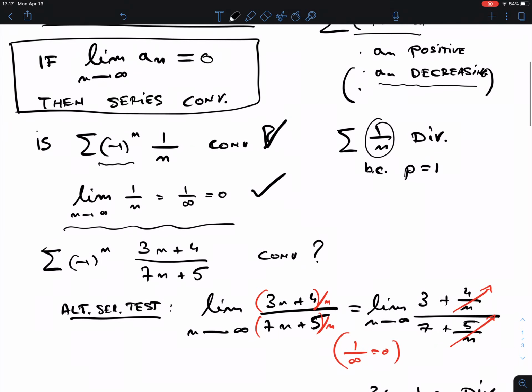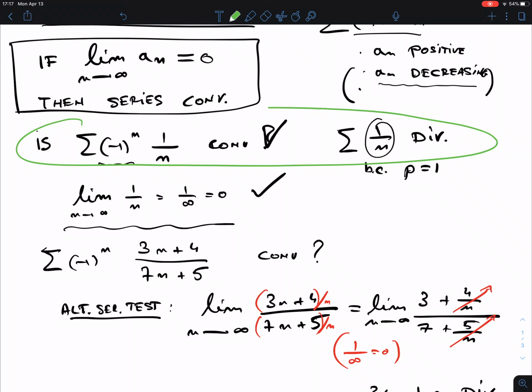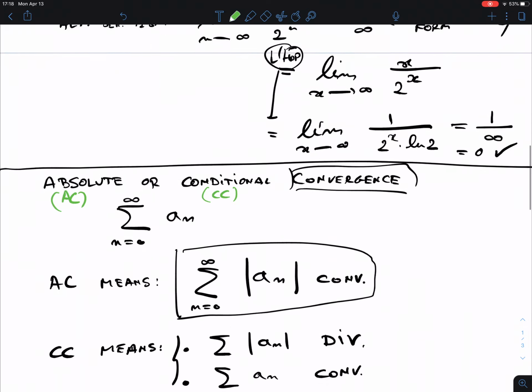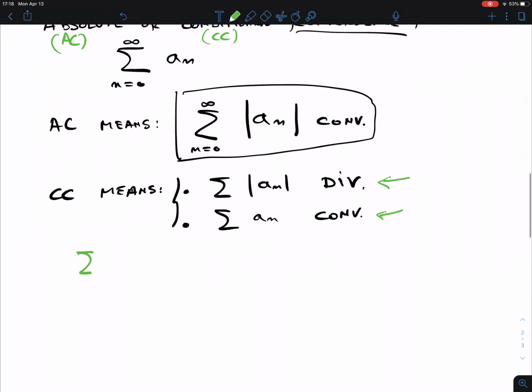Here's an example. I actually worked it out for you already. I'm going to circle it here. Look at this series. What are the a_n's here? (-1)^n times 1 over n. The series is convergent. Now what's the absolute value of this thing? If I take the absolute value, I get exactly this, right? So the absolute value series is divergent. It's exactly the situation that we're talking about. If you take absolute values, you get divergent, but without the absolute values, you get convergence. So what this means is this series is conditionally convergent, CC.